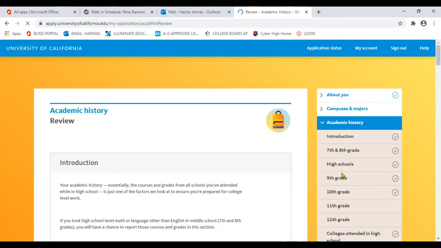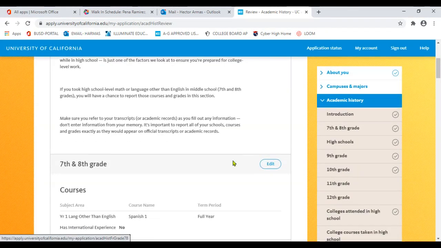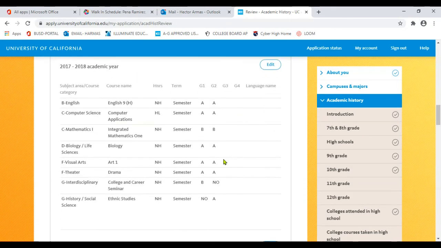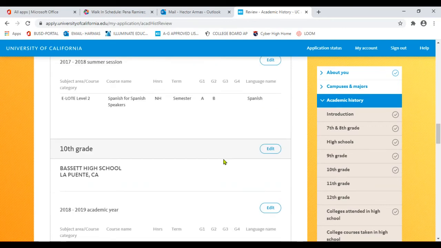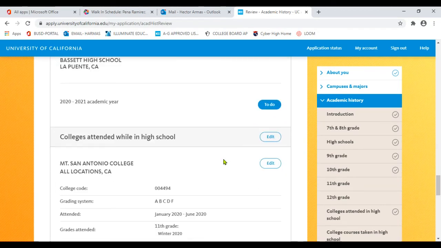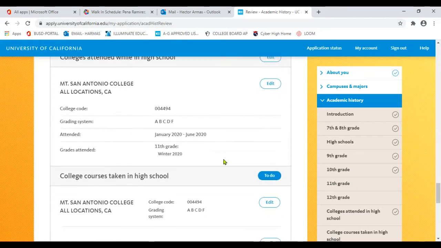And now I'm going to go to the review, and this is everything that I included. It's a review of all the grades that I posted, the name of the school. Here's all my grades. Okay, there's my 10th grade, there's my 11th grade, there's my 12th grade that has no courses, and then there's my Mount San Antonio College classes that I completed.